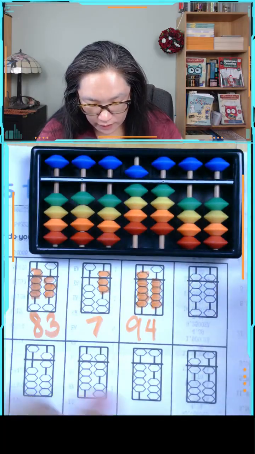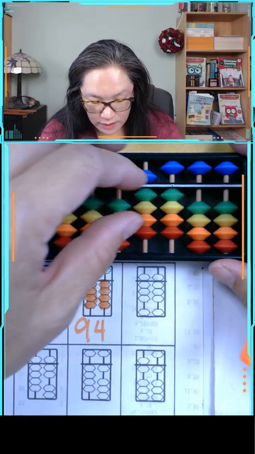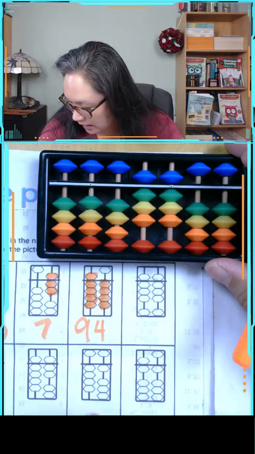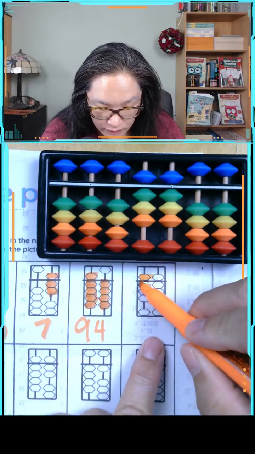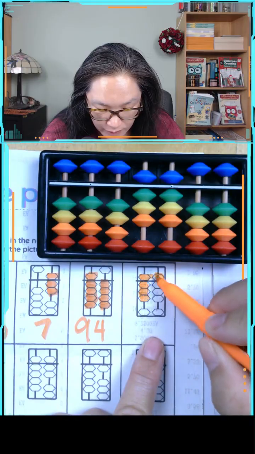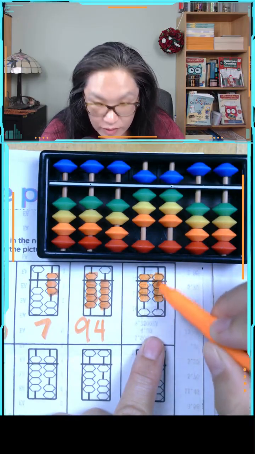I don't know what it looks like. Okay, we're going to continue on. So this number is that. That's what that looks like. So we have a value of the top bead is value of 5. The bottom bead is a value of 1. You put it together and it makes a number.